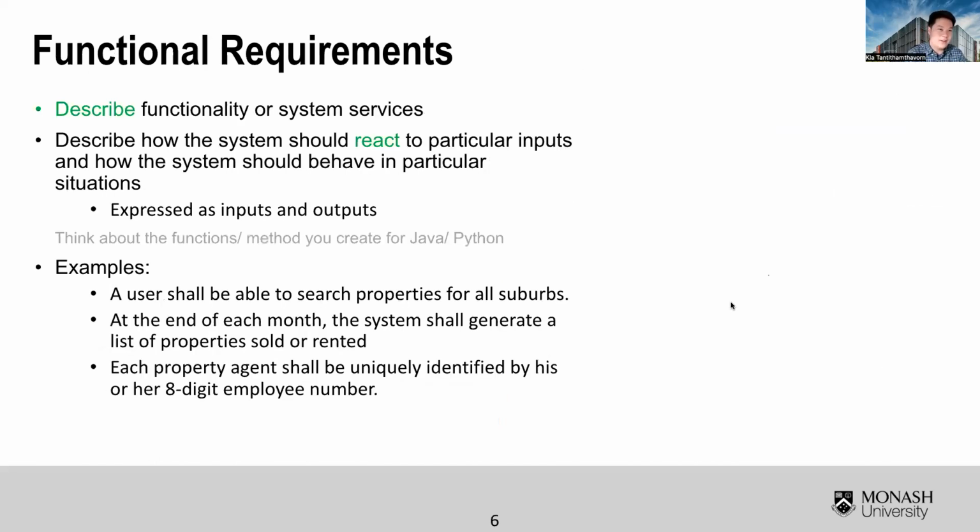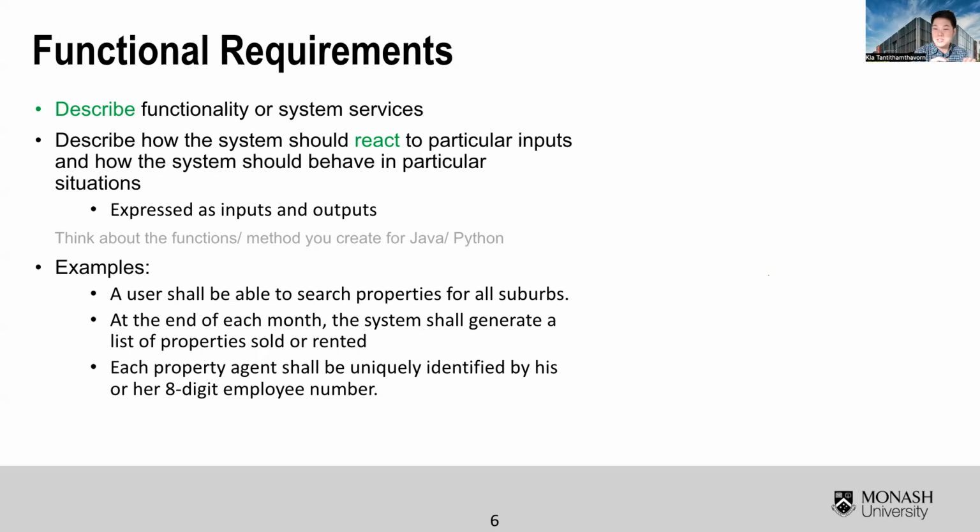Okay, again, functional requirement. It describes the functionality of the system and how the system should react to the input and behave as the output to the end user, that kind of thing. Okay. Let's take a look at this example. A user shall be able to search properties for all suburbs. Let's say this is rental properties, like a domain.com or real estate application. Okay, so that's one of the functional requirements.